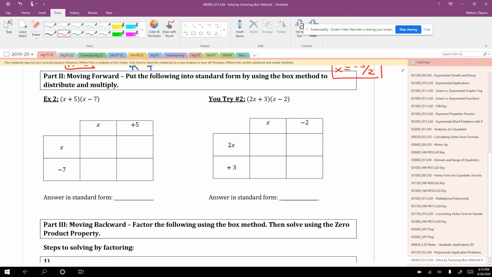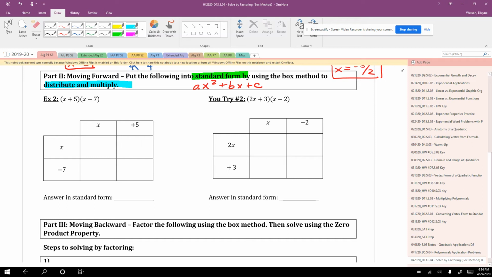So this is called moving forward. That's just a term that we use. Really, what you're doing is you're multiplying. Okay, you're putting it in this form. This is factored form, and you're changing it to standard form. So remember, standard form looks like this: ax squared plus bx plus c. And the way we're going to do this is we're going to use a box method to basically distribute and multiply. Okay, I love the box method. Those of you that have me for class, I used it once before when we first started e-learning.